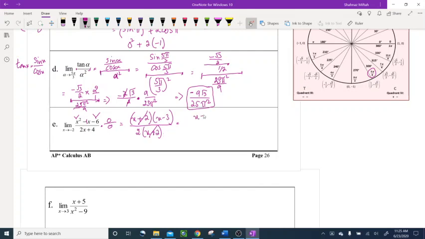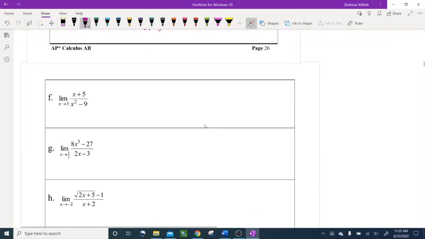So I'm left with x minus 3 over 2. Now I'm going to plug in negative 2 in here. Negative 2 minus 3 over 2 is going to give me negative 5 over 2. So that's my answer for this one. Okay, let's go to question F.